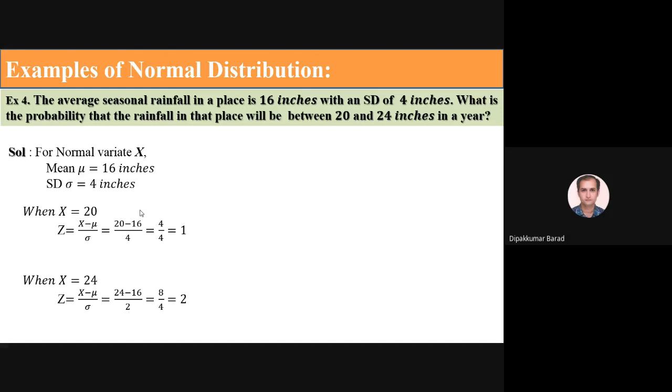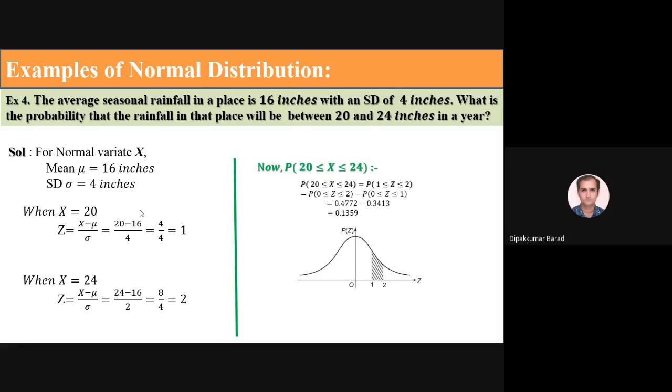So the probability of x greater than or equal to 20 and less than or equal to 24 is the same as the probability of z greater than or equal to 1 and less than or equal to 2. So in between 1 and 2, both are positive. What we do is we find the probability between 0 and 2 first, minus we subtract this portion. So I get this region, the area between 1 and 2: from 0 to 2 minus 0 to 1.